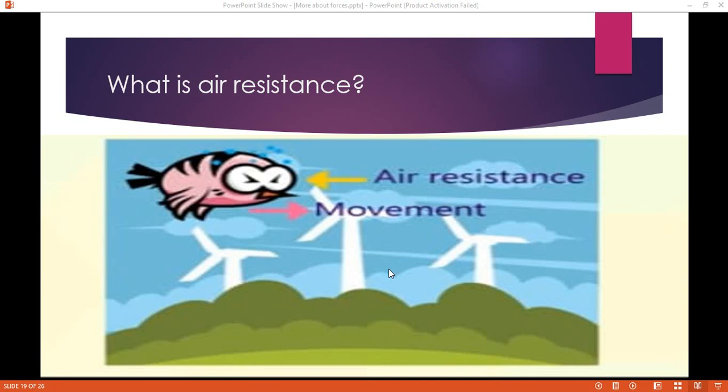Great. This is the direction of movement. So, this is the direction of air resistance. As you see, it acts in the opposite direction. Okay, you must know that air resistance always tries to slow a moving object down. Air resistance always tries to slow the speed. The faster you move, the greater the resistance.